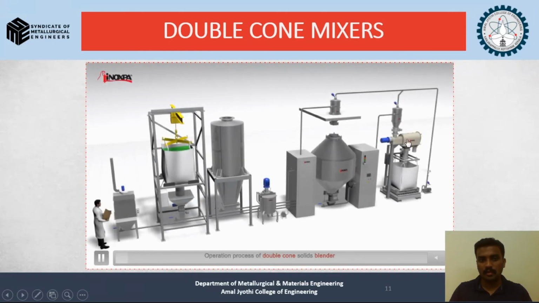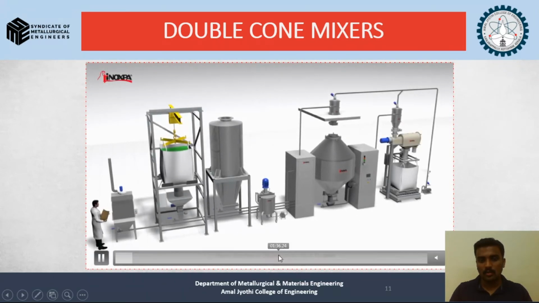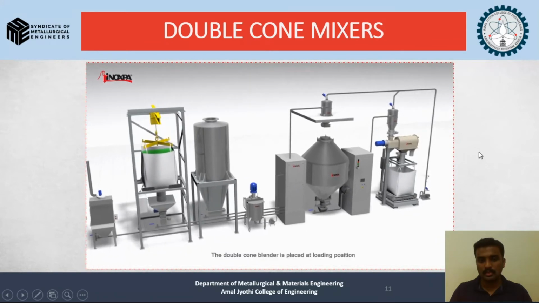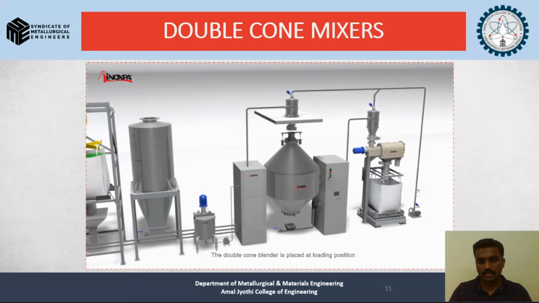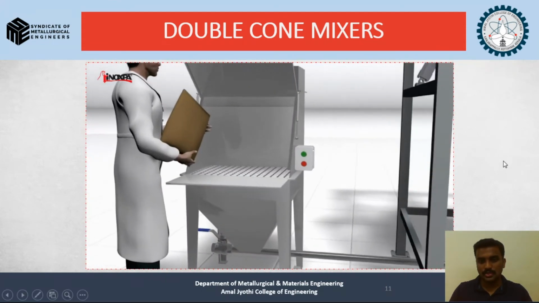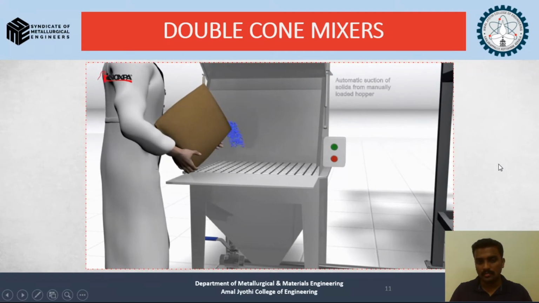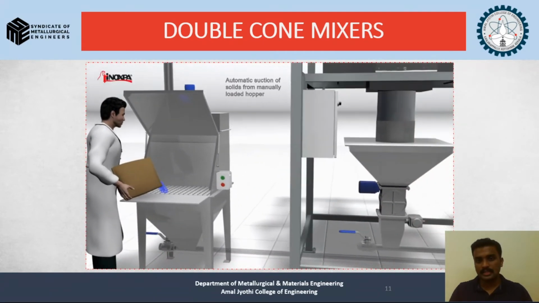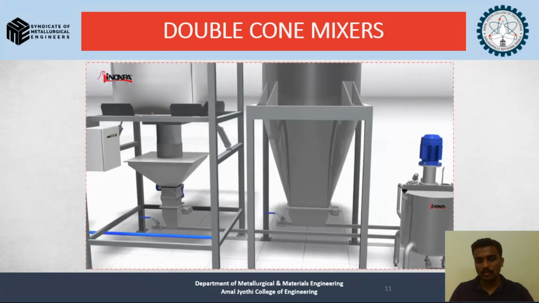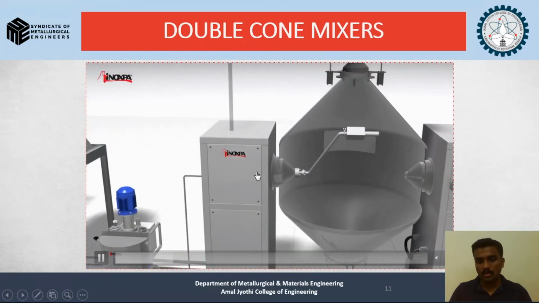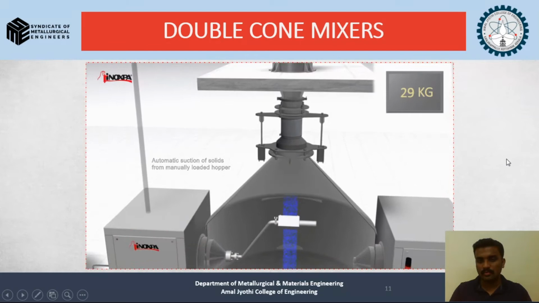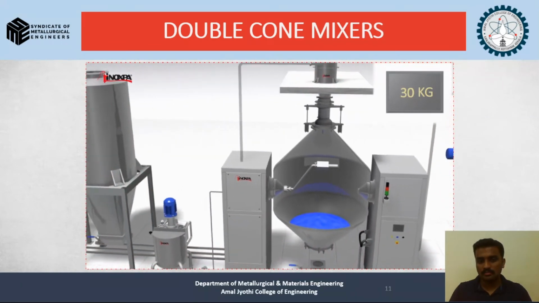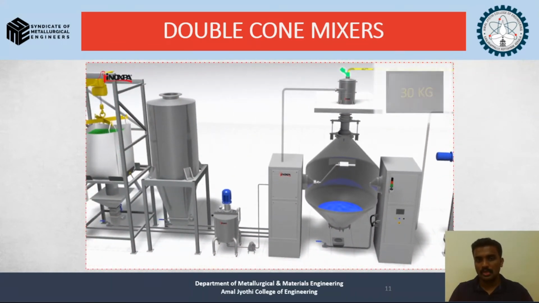So we have the setup of the double cone mixer here. The operation of the double cone is shown here. The cone blender is placed at the loading position, and we have the process starting. The vacuum is switched on. We have to give the feed. Automatic suction will be provided in the hopper, and the material will be moving on, and the automatic suction of the solid from manual load will happen, and this is the loading of the particles or the material into the mixer.